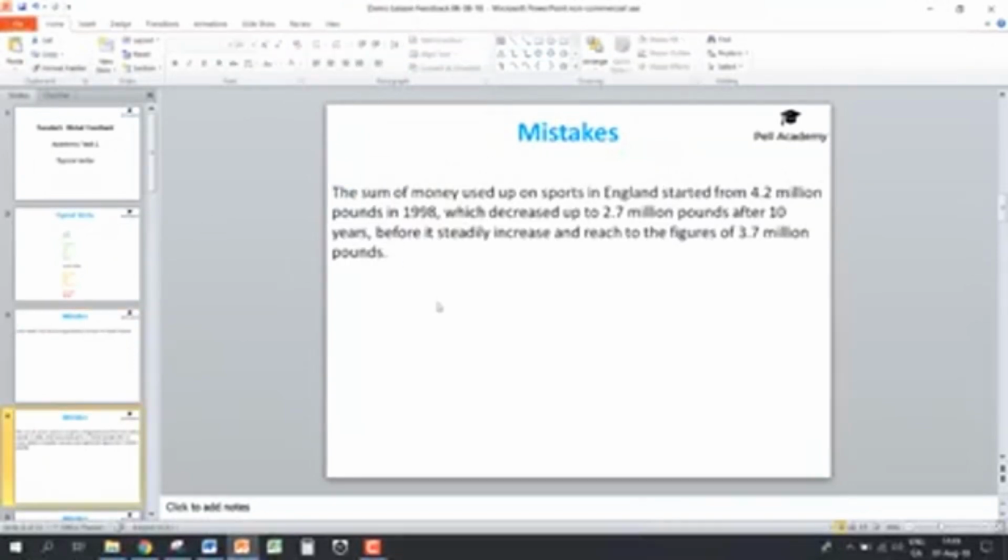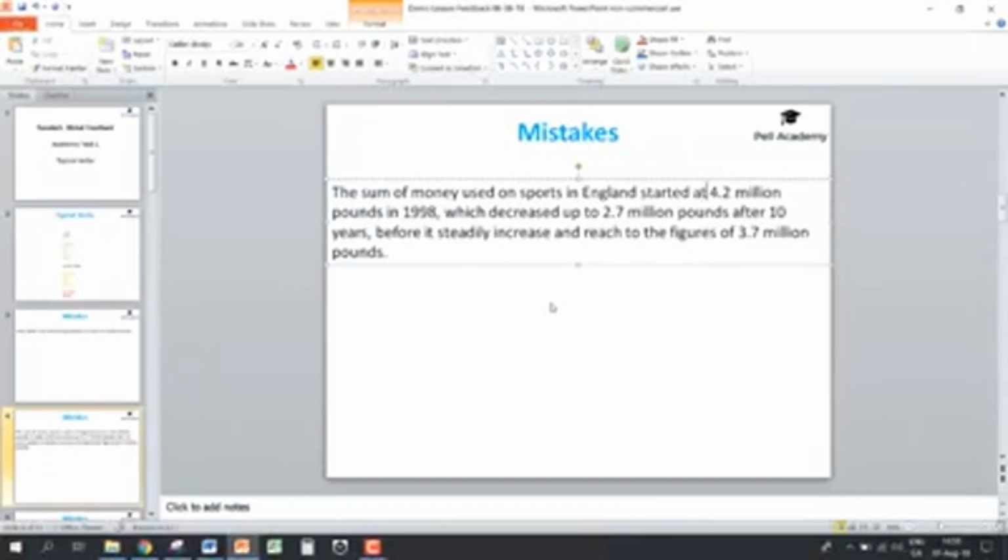Okay, next one here. The sum of money used up on sports in England started from 4.3 million. So we'll just correct that bit first. The phrasal verb "used up" means we use all the money we have. Not how much money we used, but basically we now have no more money left. "I used up all my money on sports equipment" means I now have no more money. So it's just: the sum of money used on sports in England started at.